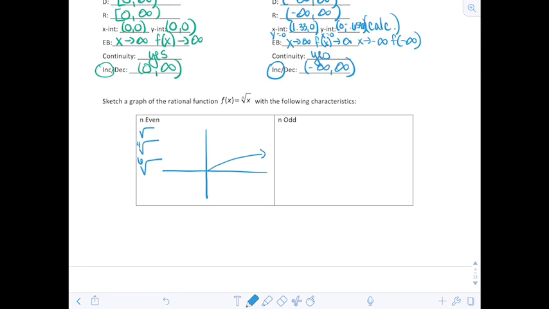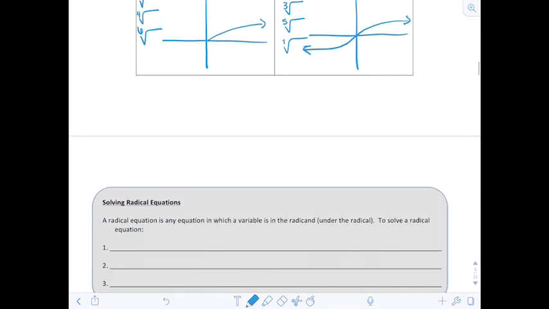When n is odd, so maybe we have the cube root or the 5th root or the 7th root, those can be anything for the domain, negatives and positives, and those will be laying more flat on their sides. Okay, so that takes us up through characterizing some different functions that we're going to be studying.